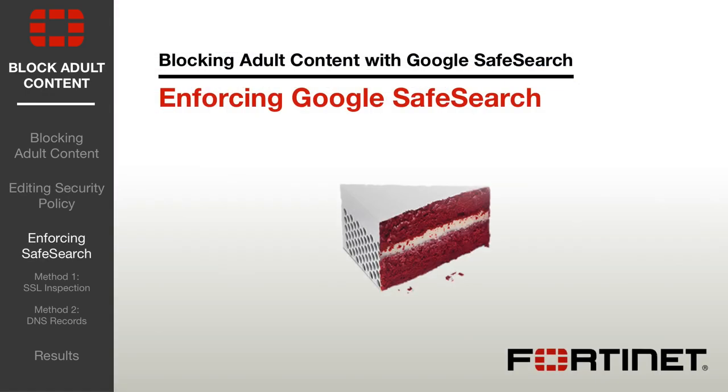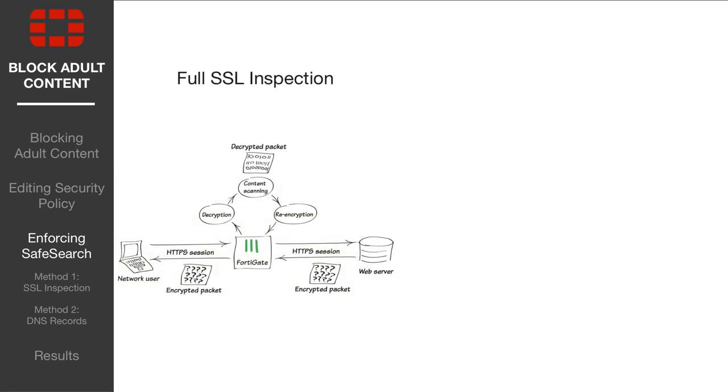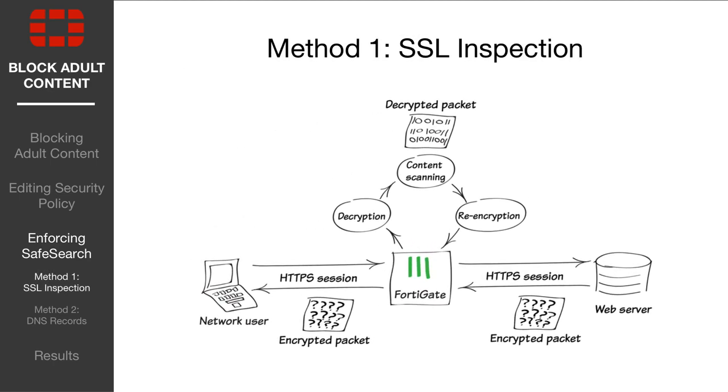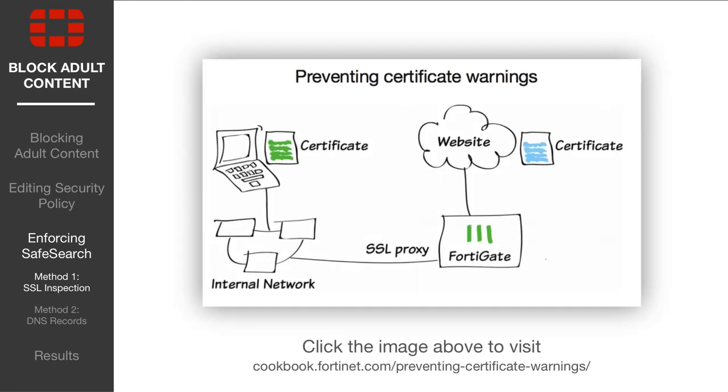There are two methods that can be used to enforce Google SafeSearch for all traffic: using full SSL inspection so that encrypted traffic is fully inspected, or changing the DNS records to send search traffic to forcesafesearch.google.com. Using the full SSL inspection method, your FortiGate decrypts, examines, and then re-encrypts HTTPS traffic to apply security scanning. Using full inspection may cause certificate errors. For information about avoiding these, check out the recipe Preventing Certificate Warnings.